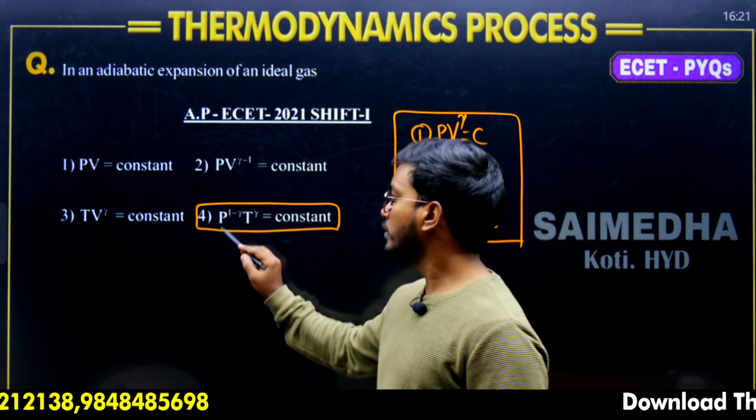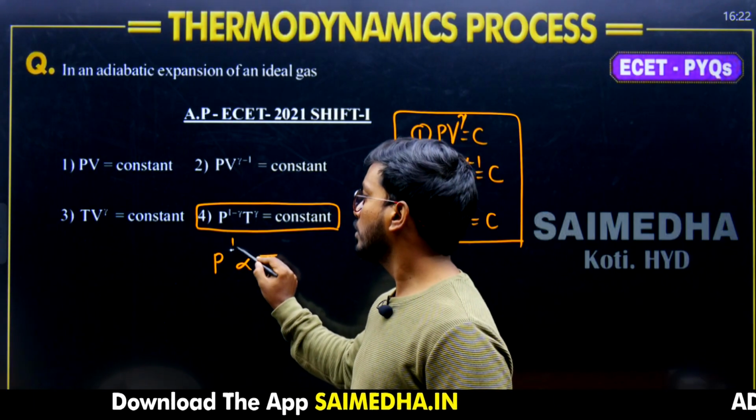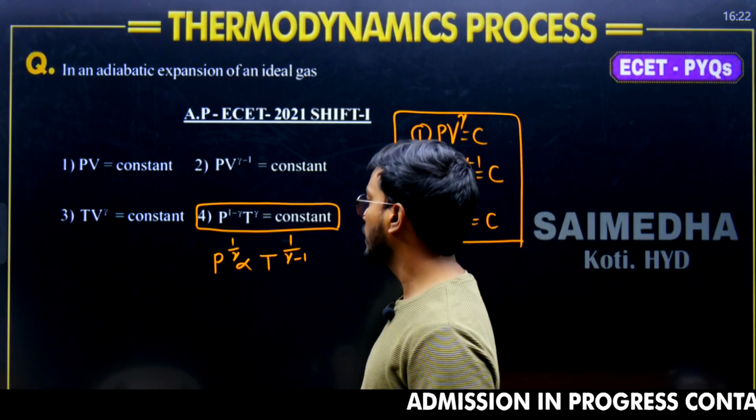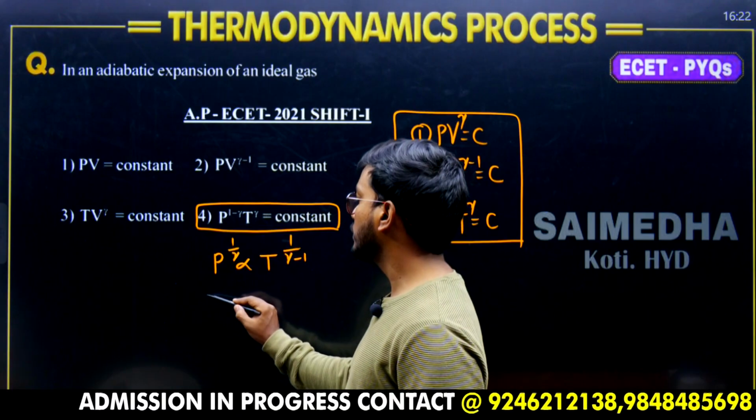We know how this equation comes: pressure and temperature are directly proportional. Over the pressure we will have the power 1 by gamma, and over the temperature we will have the power 1 by gamma minus 1. Then what are we going to do? Send this gamma minus 1 to the left hand side.